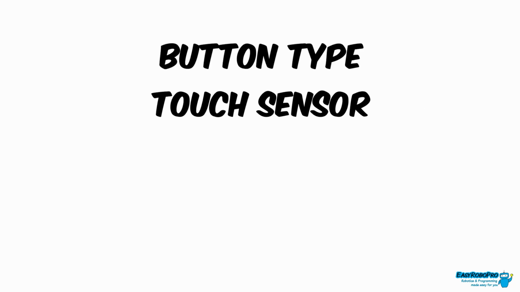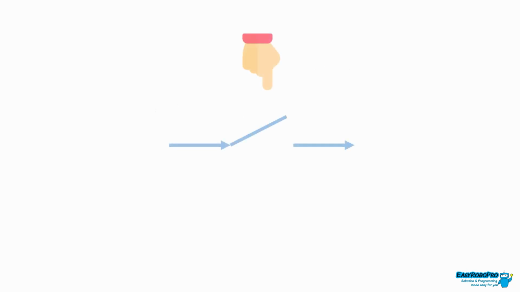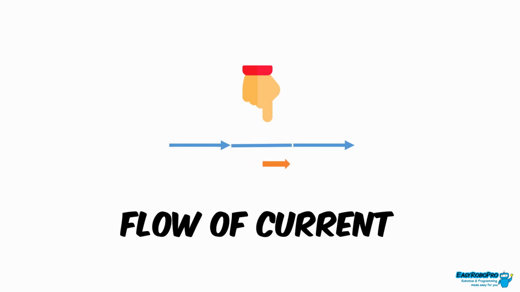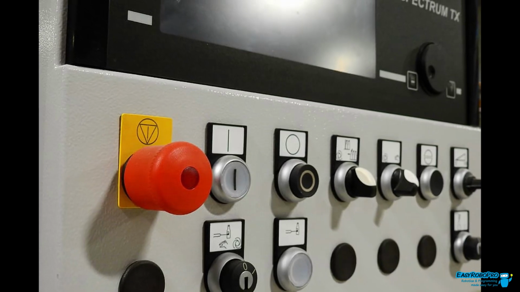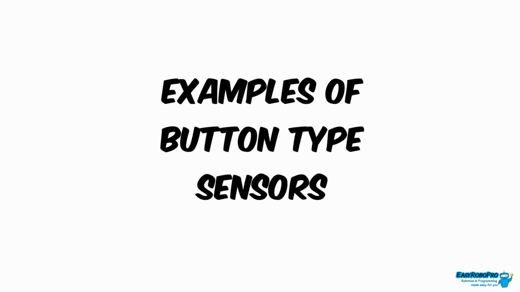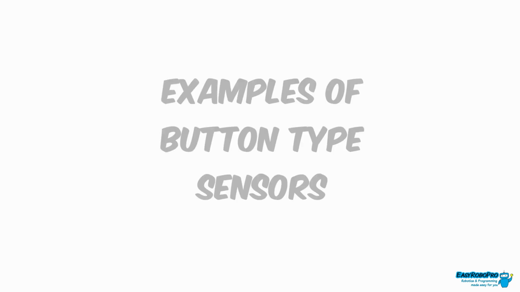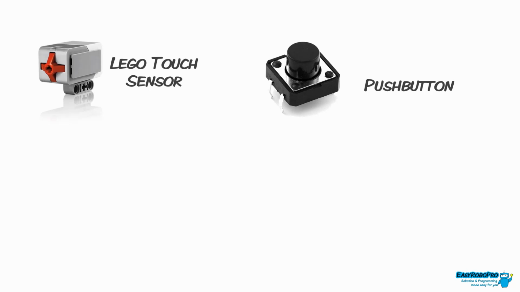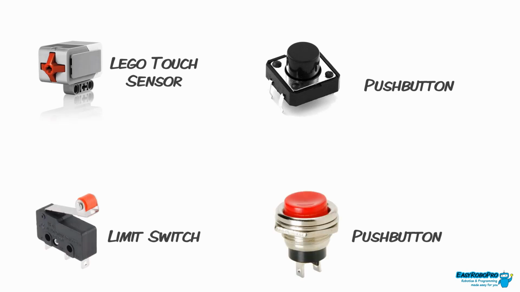Button type touch sensors. These are the most popular and easiest type of sensors in the list. The physical motion of the bumper completes the path of current which is detected by the controller. These sensors come in various forms and shapes which all work essentially in the same way. Some examples of these button sensors are Lego touch sensor, a simple push button, limit switches, etc.